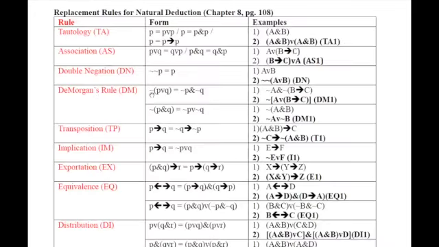So the DM rule tells us two things. It tells us that not P or Q is equivalent to not P and not Q. What that means is that if we have a statement of this form, not P or Q, then we can convert it to this form, not P and not Q. Or conversely, if we have a statement of the form not P and not Q, we can convert it to this form, not P or Q. To put it in plain English: if I say I had neither coffee nor tea, that means I did not have coffee and I did not have tea. They're the same.